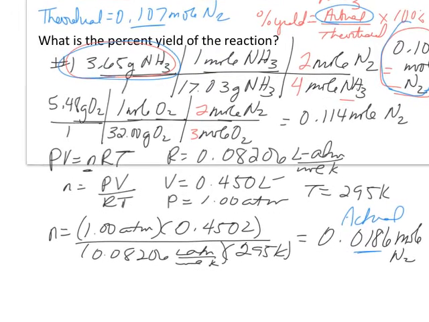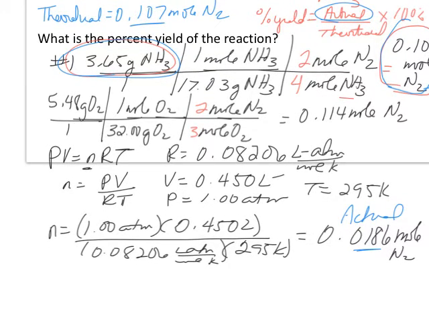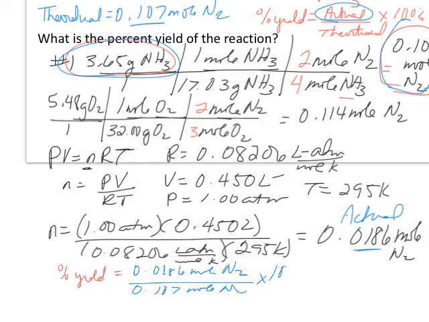So let's put this into the equation for percent yield equals our actual 0.0186 mole of nitrogen over our theoretical 0.107 mole of nitrogen times 100%, and that gives us 17.4% yield.